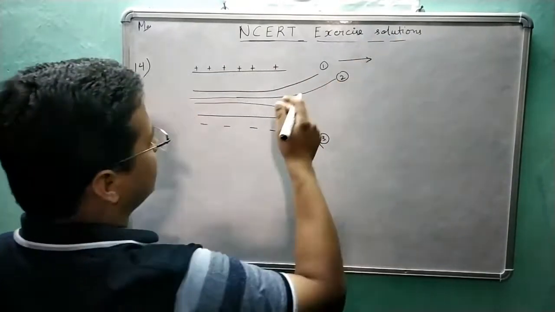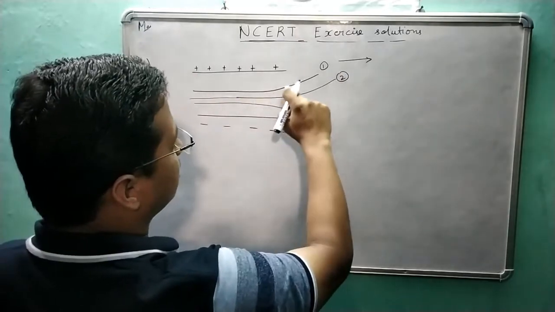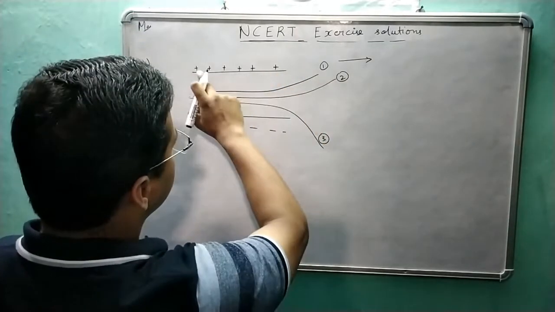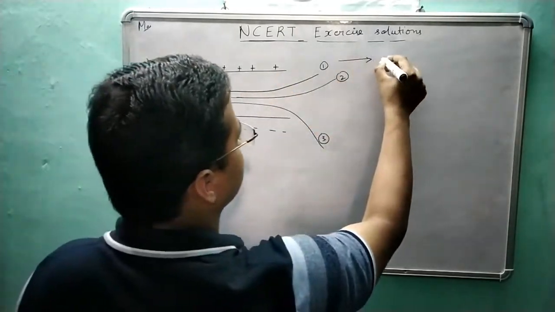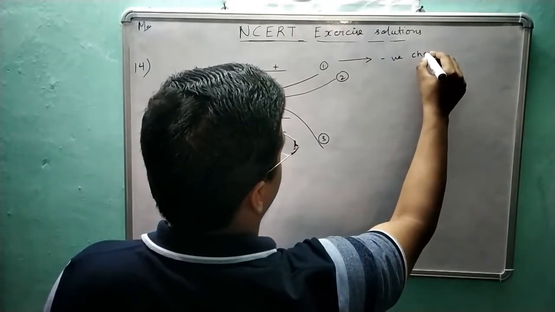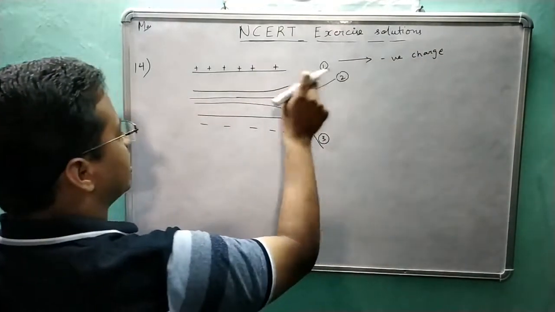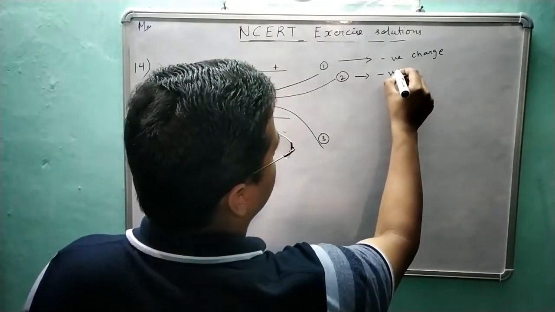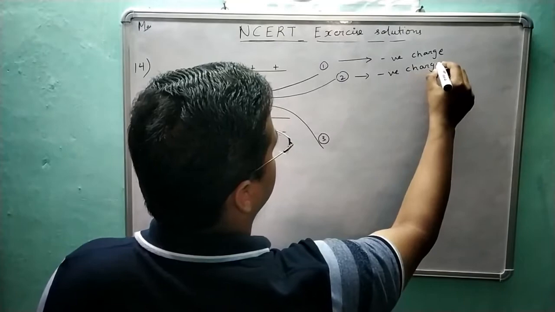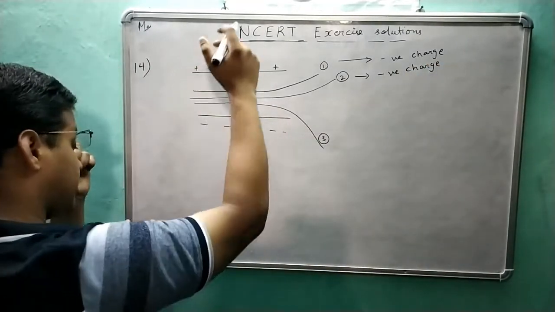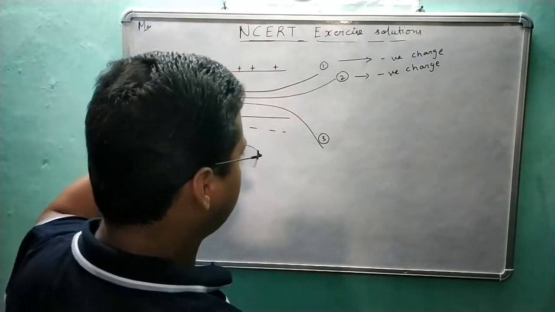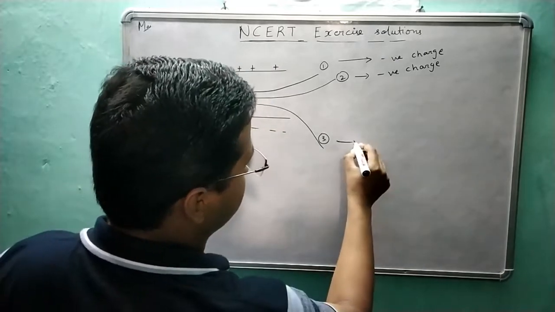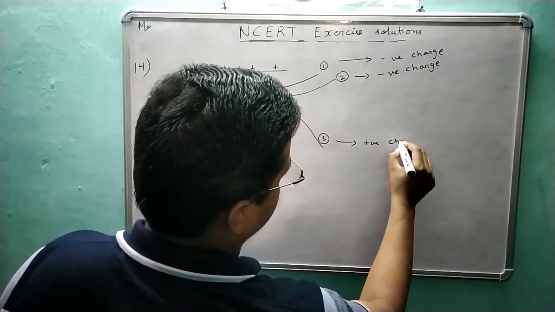As you can easily guess, since the first particle is getting attracted towards the positive seed, that means it must be a negatively charged particle. Similarly, the second one is also getting attracted towards the positive seed, so it should also be a negatively charged particle. Whereas the third one is getting repelled from the positive seed, or it is getting attracted towards the negative one, so this is a positively charged particle.